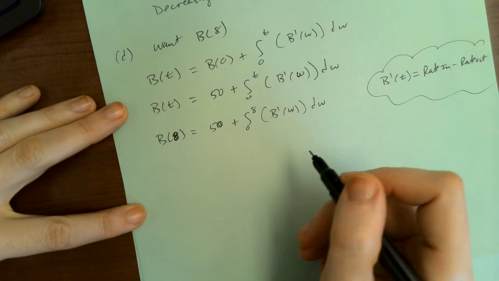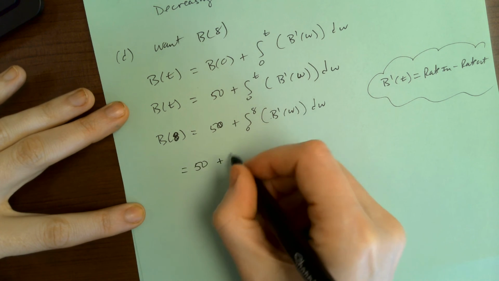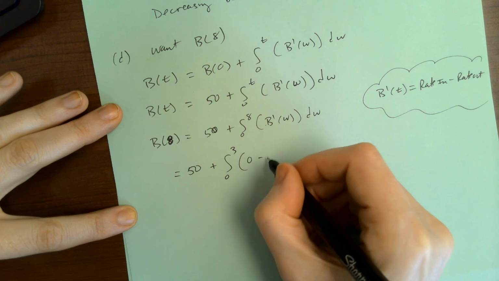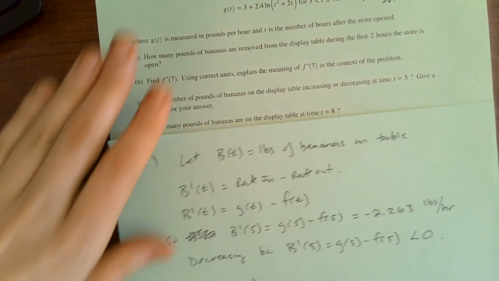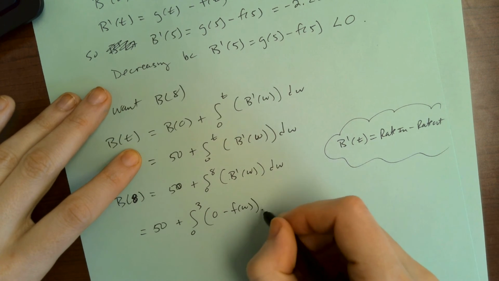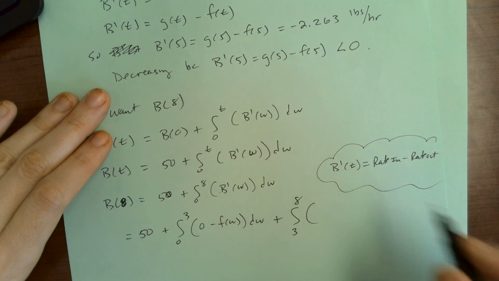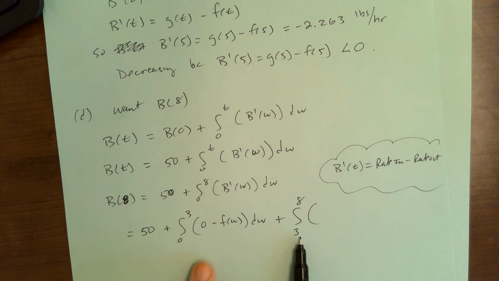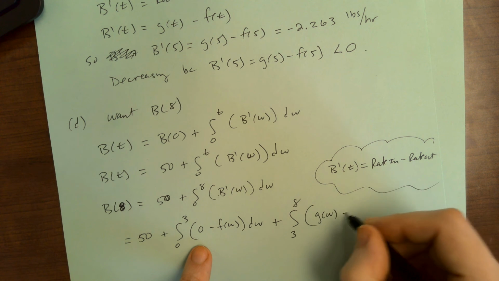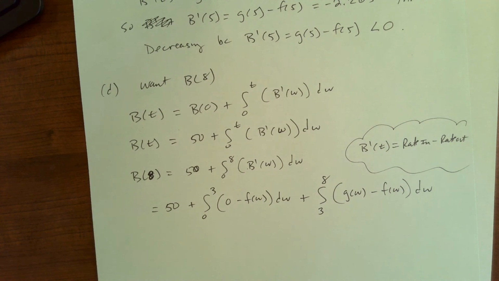So basically I'll just say it like this. This is going to be equal to 50 plus the integral from 0 to 3. Rate in is 0 minus rate out is f, f of w dw, plus the integral from 3 to 8. Now at this point, the rate in is no longer 0. The rate in is g. G of w minus f of w dw. Okay, and then you just plug this in your calculator.